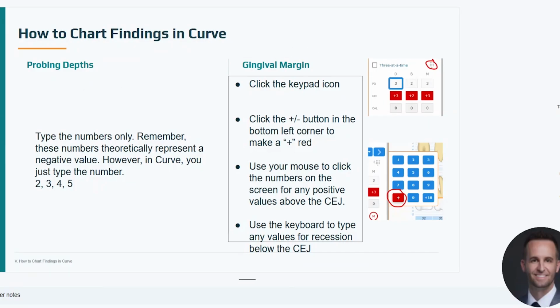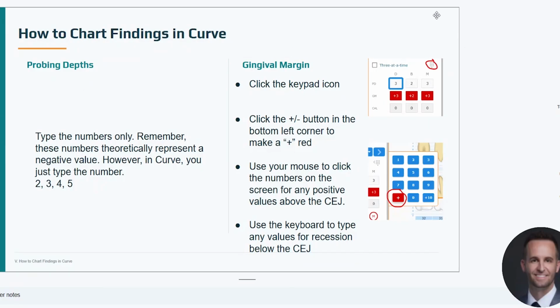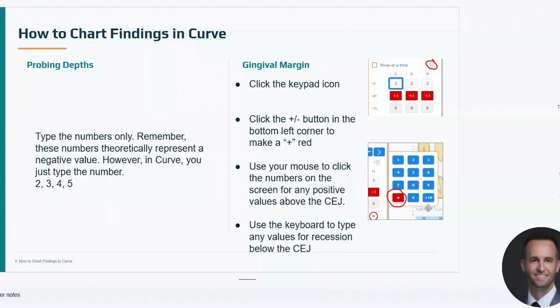For gingival margin, what I want you to do to make this reproducible for everyone, you're going to click over here on the side, you're going to click this little keypad button. It's going to pop this little keypad out. And so if you're the person charting, we're going to toggle this little positive sign on. It's going to show a positive, negative. You're going to click it, and then it's going to just show positive in red. So to chart anything above the CEJ, so if the hygienist says +2, +3, or +1, +2, +1, you're going to just keep this toggled on.